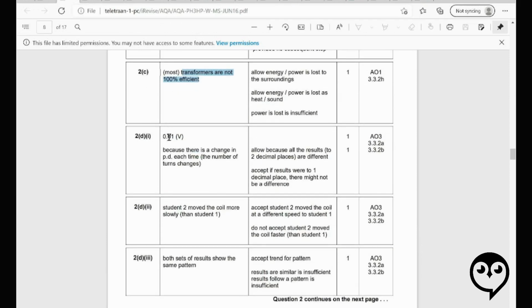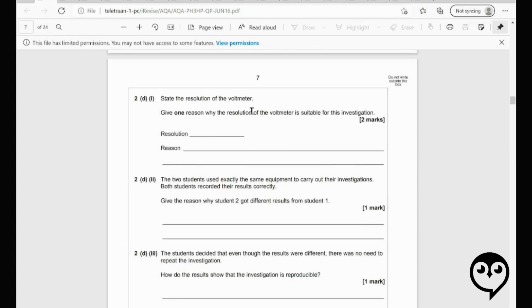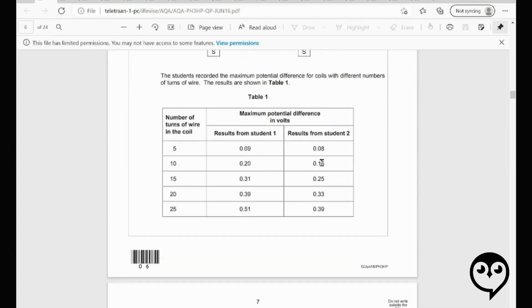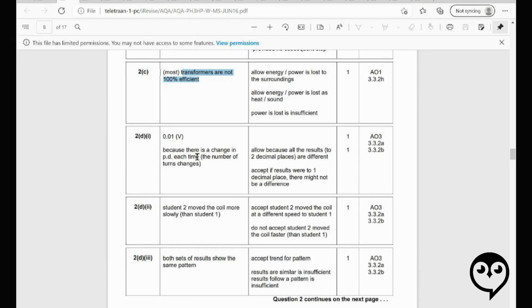The resolution, 1/100th of a volt because there is a change in potential difference each time the number of turns changes, because all the results are to 2 decimal places is what I would have said. If there was results to 1 decimal place, there might not be a difference. I suppose this would round up to 0.2, and this would round up to 0.3. But what are they saying here? Because there is a change in potential difference each time the number of turns changes.